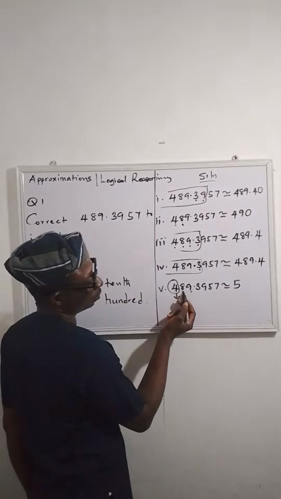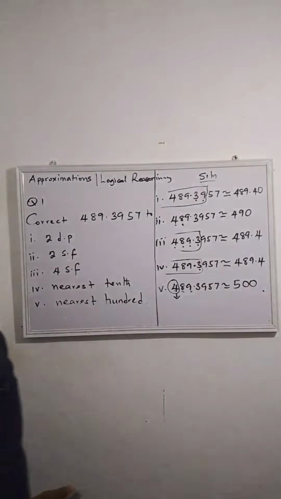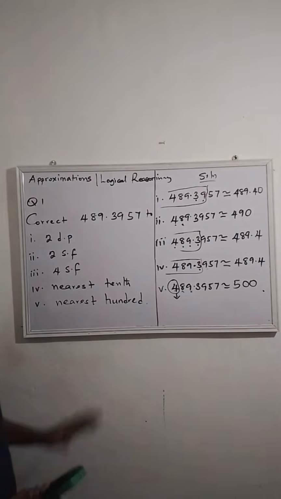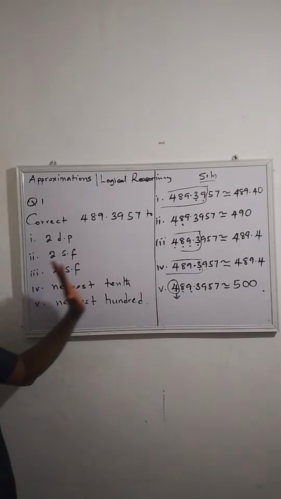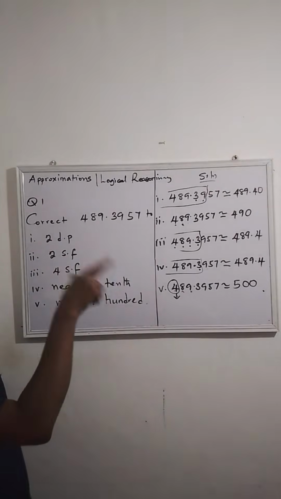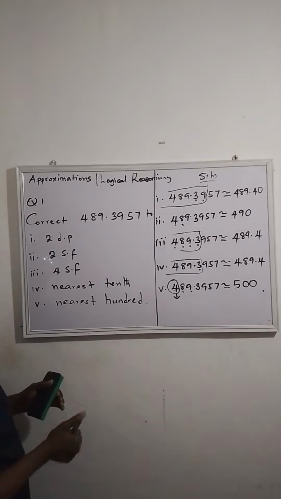Now this will be turned to 0. So we have 0, 0. So this is the nearest 100. The nearest 100. Okay, so that is all about this question. Okay, so before I leave this session, I want to give you this. Correct this number.